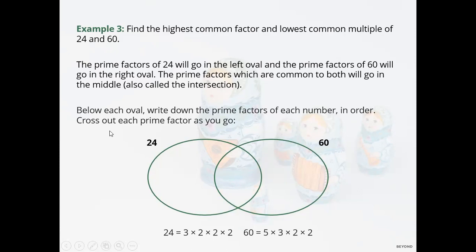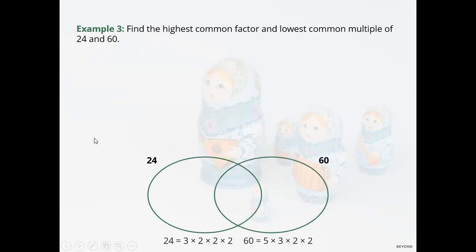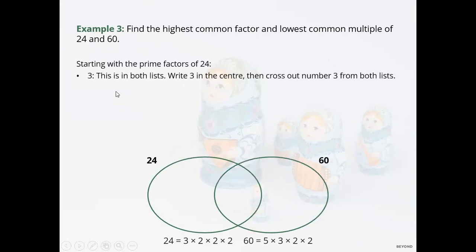Now below each oval, write down the prime factors of each number in order. Cross out each prime factor as you go. Maybe you don't understand, but let's do it. In other words, it's like this. Starting with the primes of 24. Look at 3. 3 is in both lists. Can you see 3 is here and 3 is also here? So what I will do is I will write my 3 here and I will cut this 3 off. Do you understand?